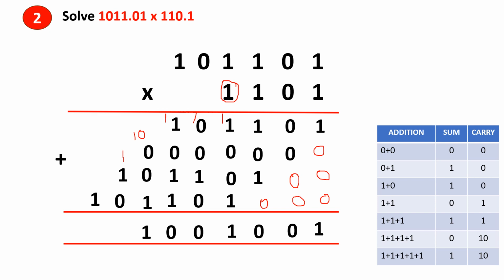Next, 1 plus 1, sum is 0 and the carry is 1. Again 1 plus 1, sum is 0 and the carry will be 1. So here no need to carry anything, so you can write the answer here. So 1. So this is the answer.